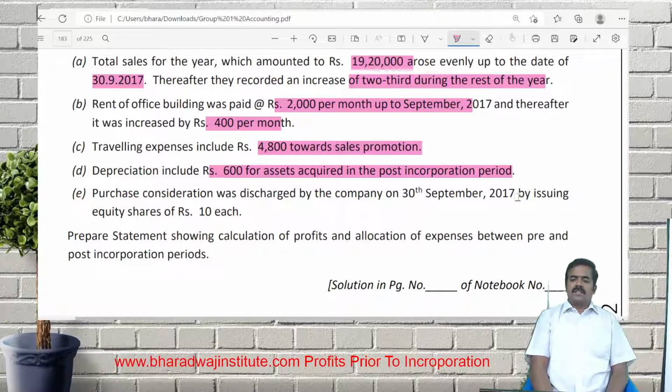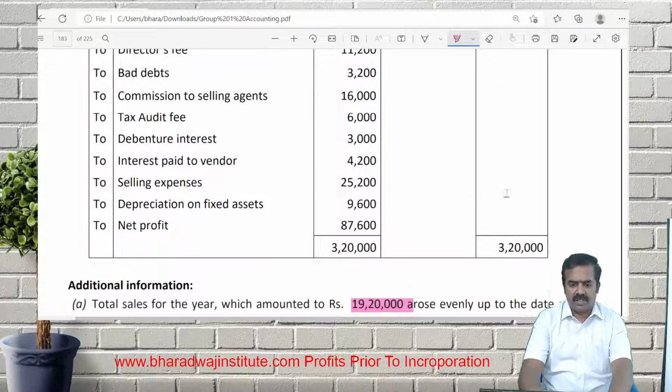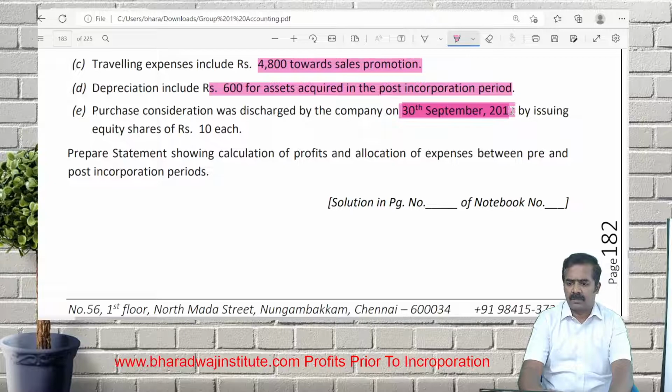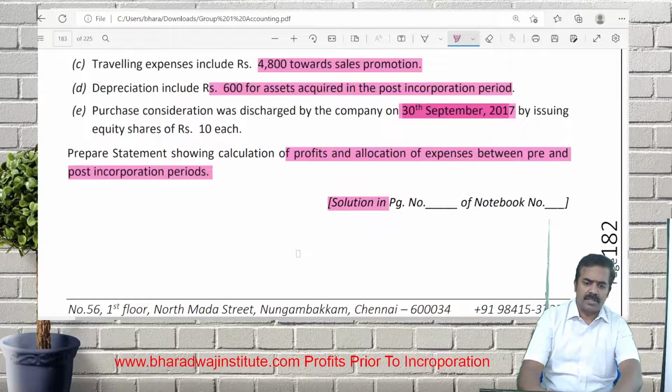Then purchase consideration is paid up to what date? 30th September 2017. Is there interest? Yes. Interest paid to vendor, how much is given? 4,200. For that you have to work up to what date? 30th September 2017. They ask you to find out pre and post incorporation profit.